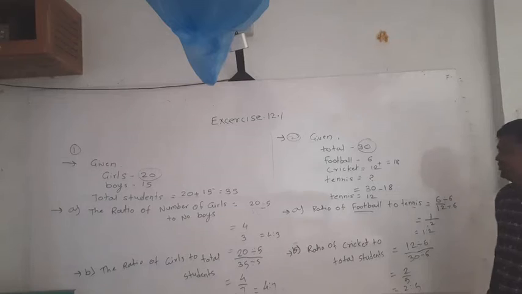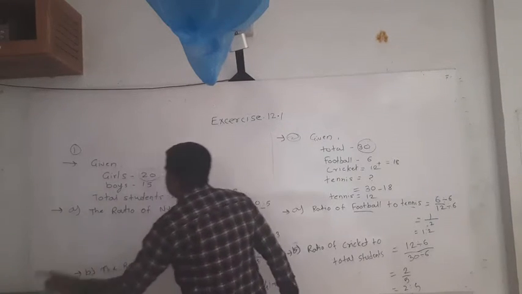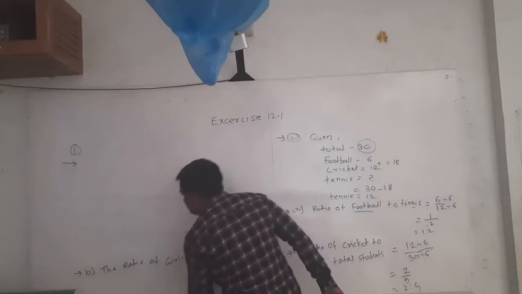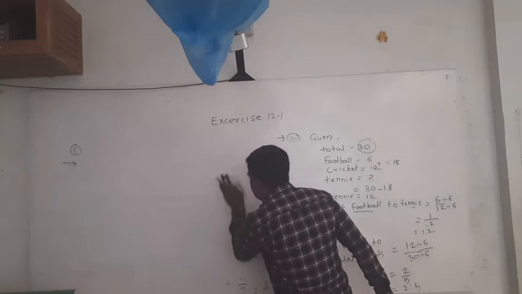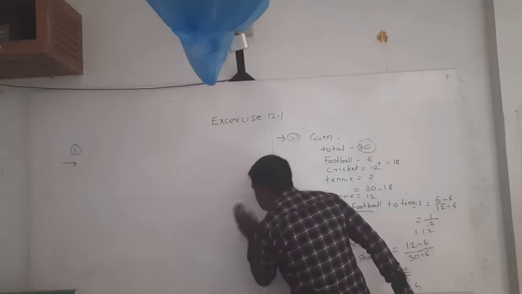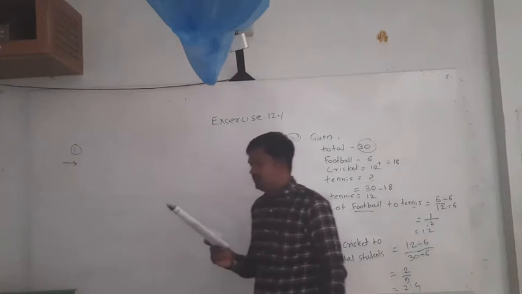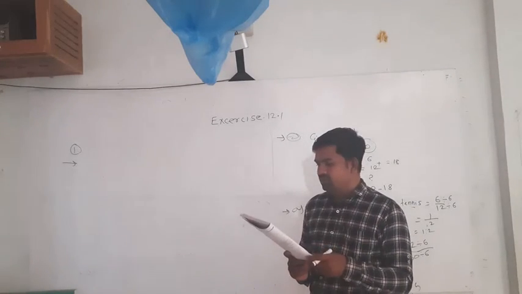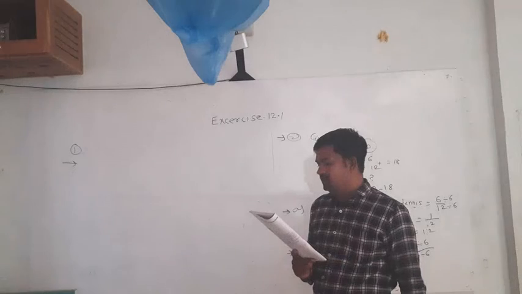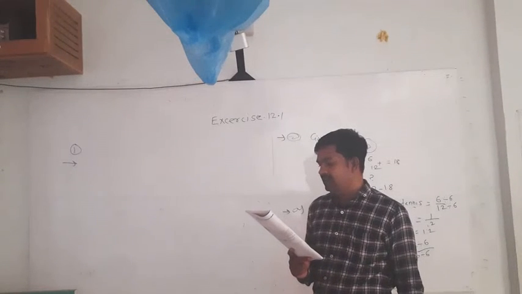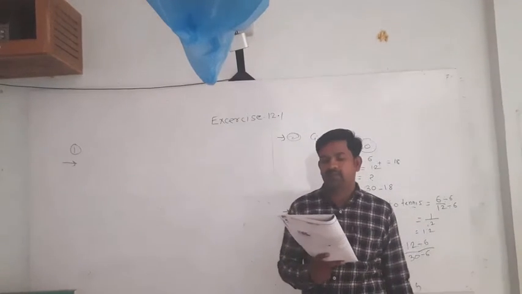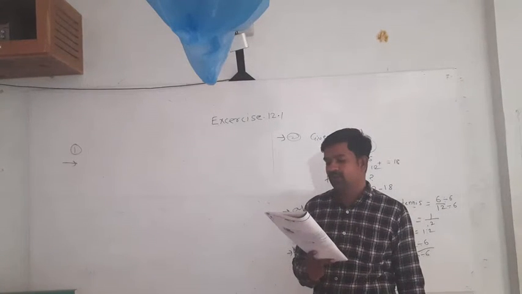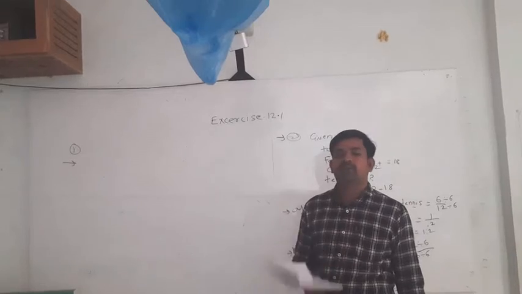Now question number 3. Look here. Question number 3 as it is, you can do this at home. Question number 4 we will take now. Distance travelled by Hamid and Akhtar are 9 km and 12 km. Find the speed of Hamid to Akhtar.